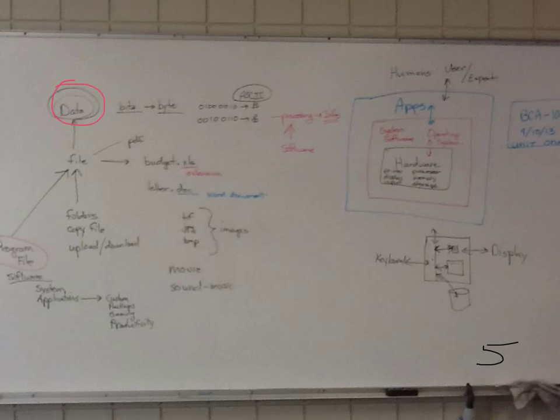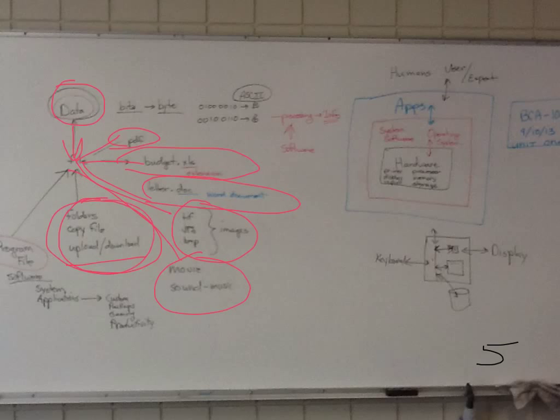Again, we're talking about data stored in files. We have different types. Like here I give an example of PDF, here a spreadsheet budget, here a word processing document. We organize those in folders. We should be able to copy, upload and download files. I talk about different images, movies, sound, all those things, all organized in folders and so forth.